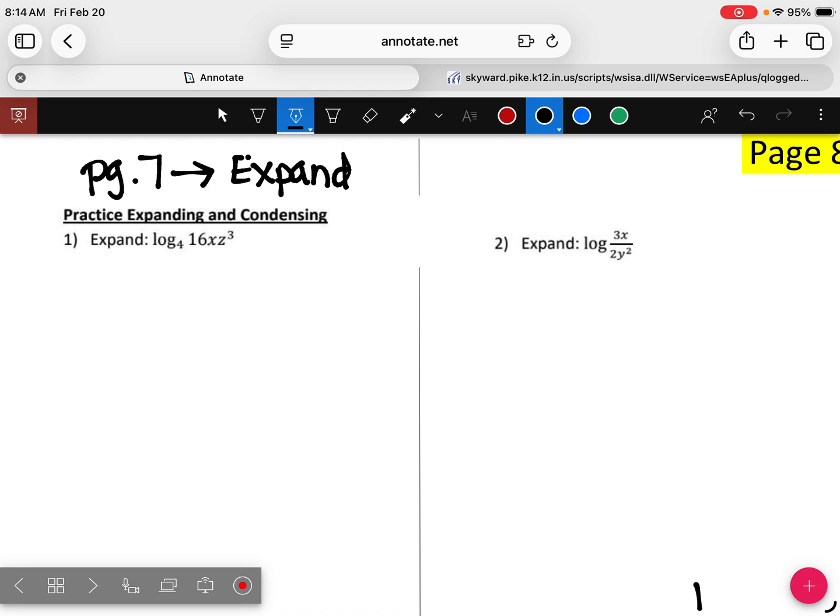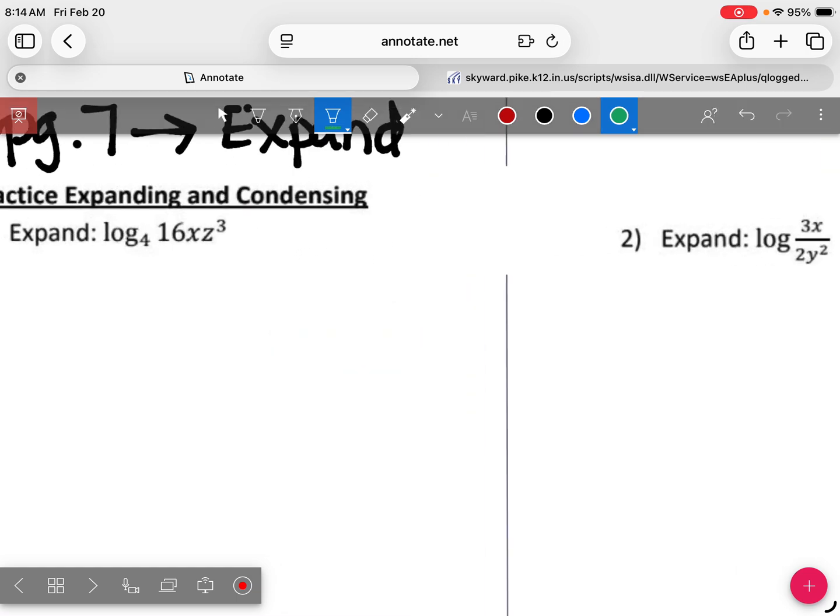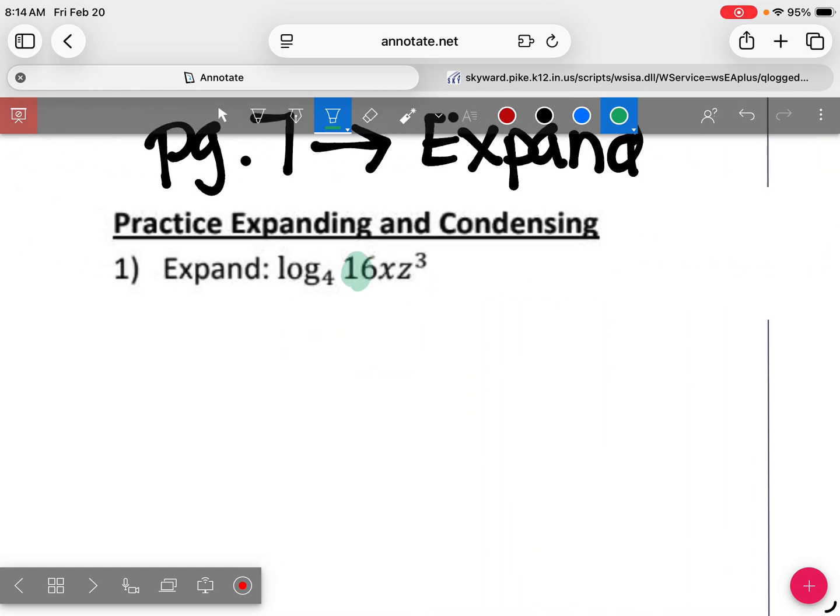All right, so we don't have any fractions. So the first thing I'm going to do, I want you to notice that there are three things. We have a 16, let me zoom in. That's going to get its own log. This x gets its own log, and z cubed gets its own log.